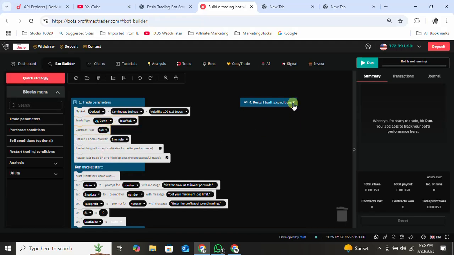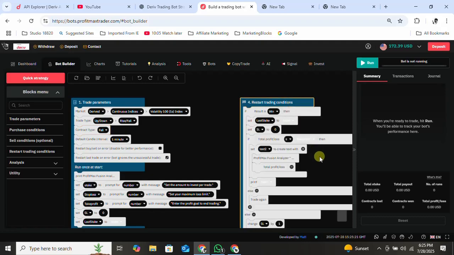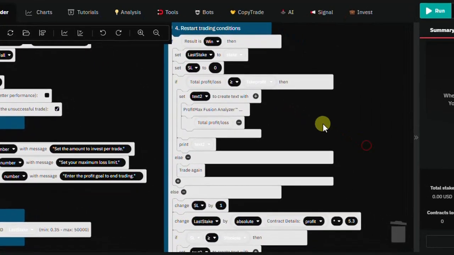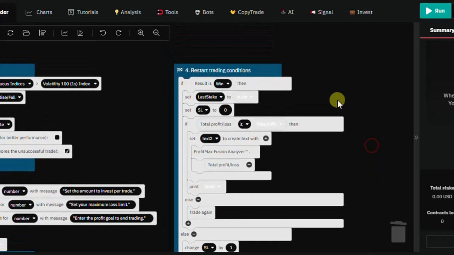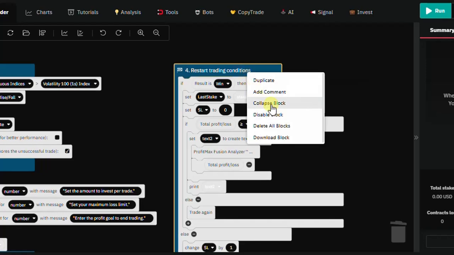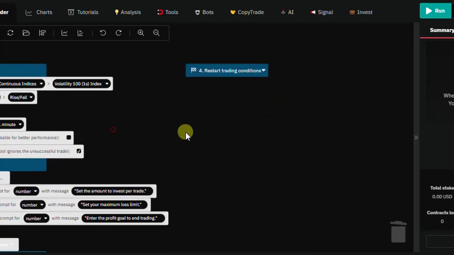Now after that, this bot has got a very huge martingale of 5.3. You can see there 5.3. You can adjust it, but first of all, look at the strategy of using the 5.3 martingale. Once you open there, remember to collapse it like that.